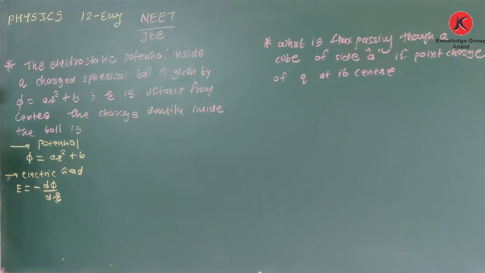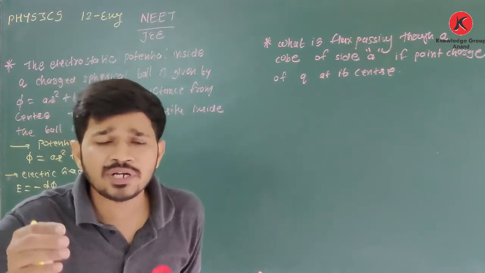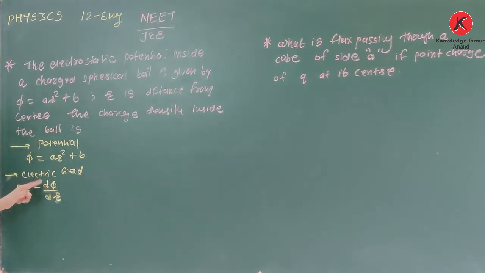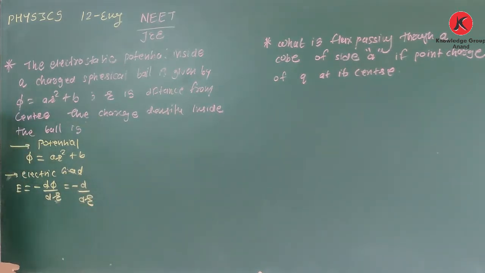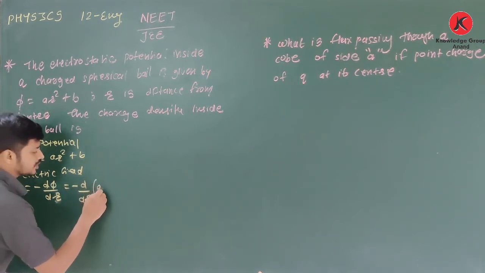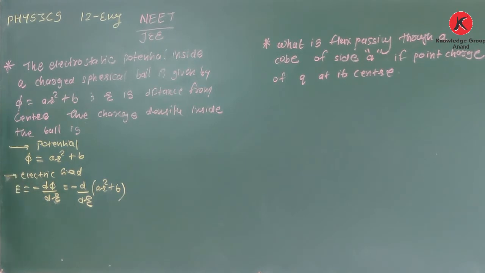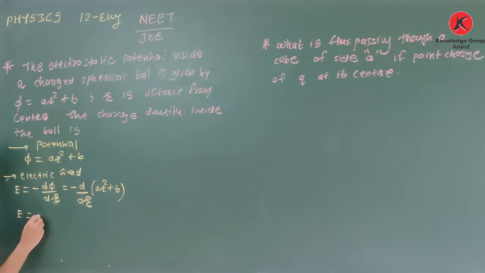Why d phi upon dr? You know the equation of electric field. Remember, E is equal to minus dV upon dx, or dV upon dr. So E is equal to minus d phi upon dr. So E is equal to minus d upon dr of phi, which is A R square plus B. The differentiation of A R square plus B with respect to R is obviously 2AR, so E is equal to minus 2AR. This is the equation of electric field.